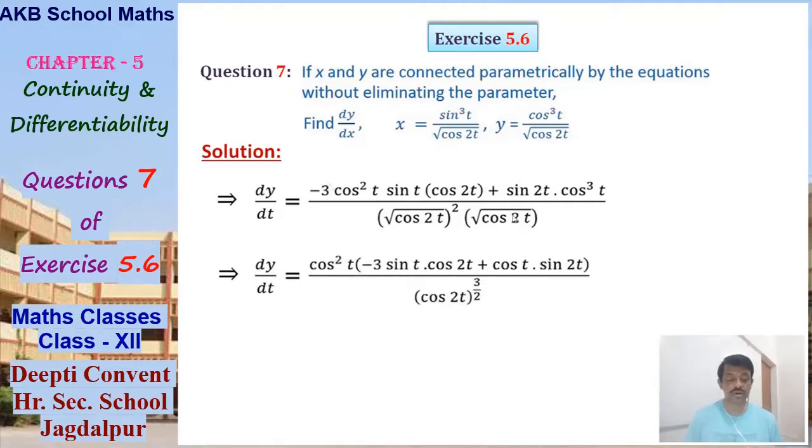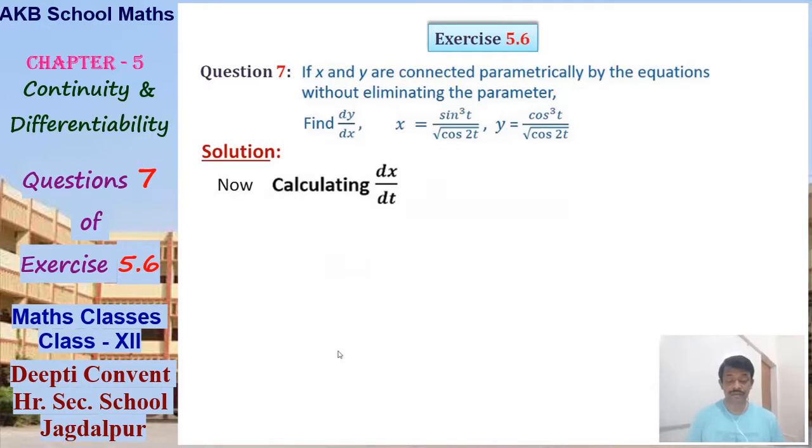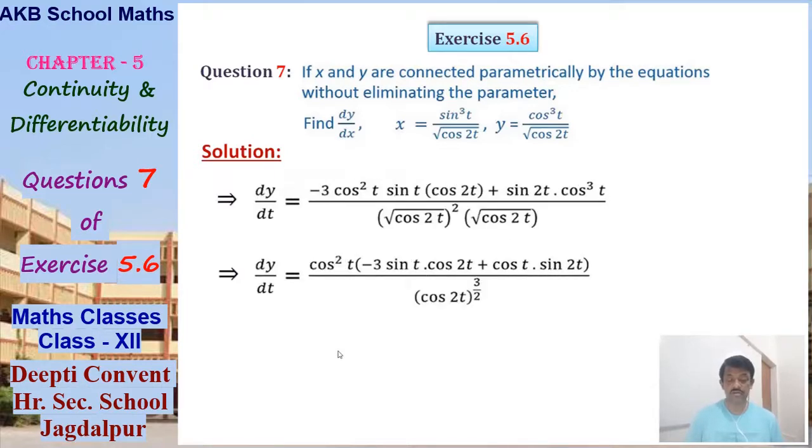Now cos²t, take out common from here, then we get minus 3 sin t cos 2t plus cos t, a single will remain, sin 2t, over cos 2t to the power 3 by 2. Power 2 and 1 makes 3 by 2. Clear? Now this is the value of dy/dt.